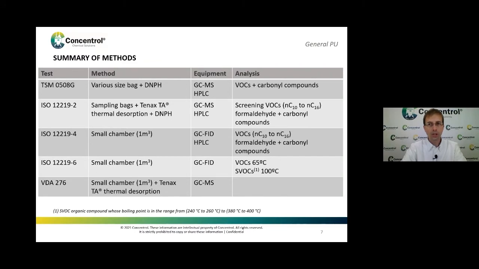A very well-known method using sampling bags is TSM0508G and also ISO 12219. They both rely on sampling bags, and they are able to analyze, at relatively low cost, VOC and also carbonyl compounds. There are also other methods that rely on small chambers of 1 cubic meter, like VDA 276 and some ISO methods. And they are very useful for the analysis of VOC and aldehydes. And in most cases, they are complementary to other methods like the VDA 278.